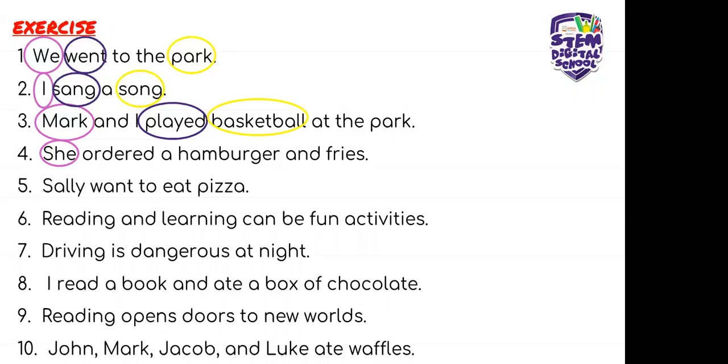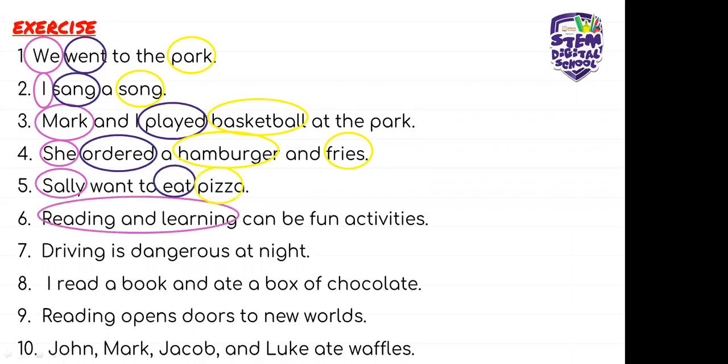Now the next one. She is the subject. Ordered a hamburger and fries. Okay. So again, the subject is who or what performs the action. So she performs the action of ordered a hamburger and fries, which is the object. Okay. Sally wants to eat pizza. That one is easy. Okay.